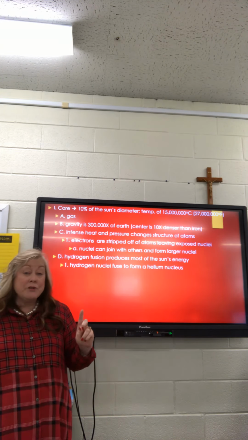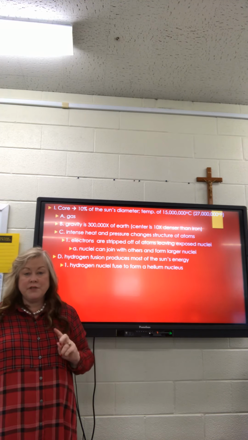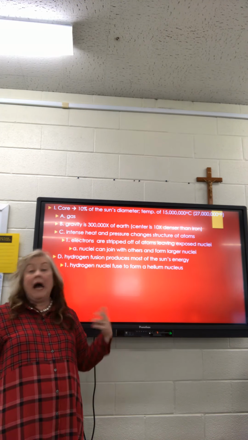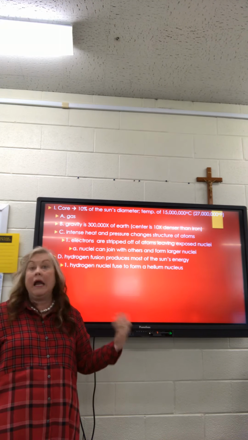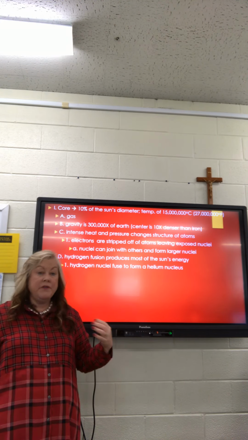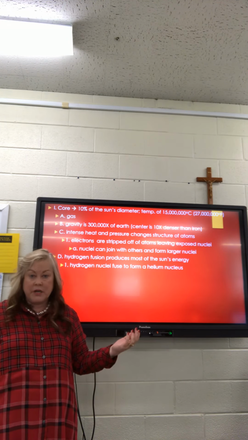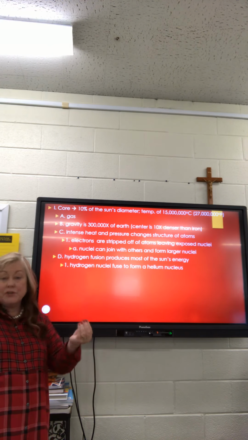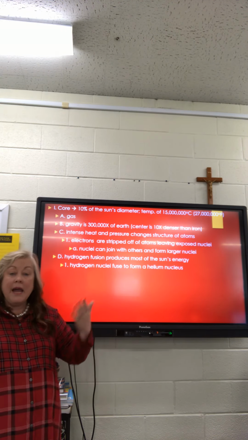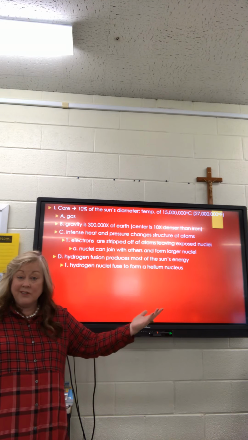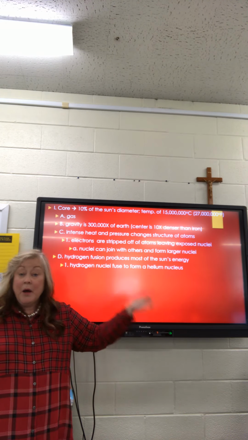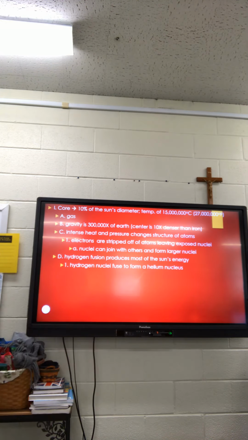Why is it called hydrogen fusion? Because hydrogen is fusing. If it were iron fusing with iron, it'd be called iron fusion. Or if it were carbon fusing with carbon, it'd be carbon fusion. Well, hydrogen fusion is hydrogen fusing with hydrogen. H plus H yields He, which is helium, plus light. That is hydrogen fusion at its best.